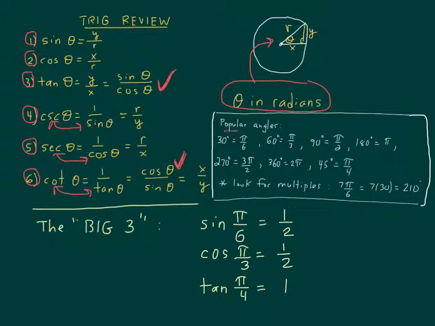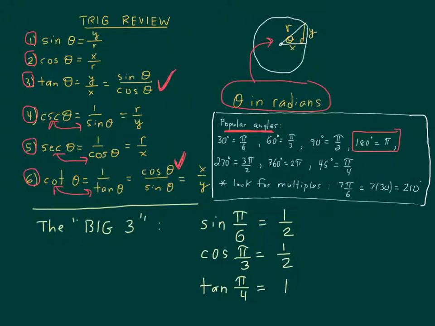Also need to be aware of popular angles. Now, this entire course is in radians. You're not going to see problems in degrees, or at least it's extremely rare if you do. So we need to be aware of these popular angles. So 30 degrees is pi over 6. You really just need to keep in mind that pi radians is 180 degrees. From there, all these other ones are born.